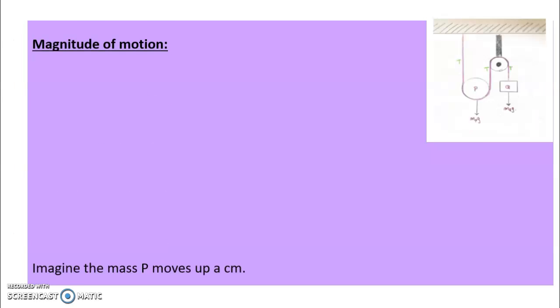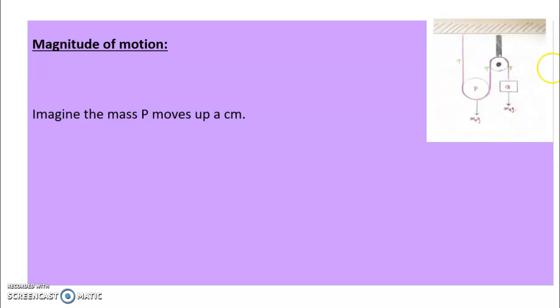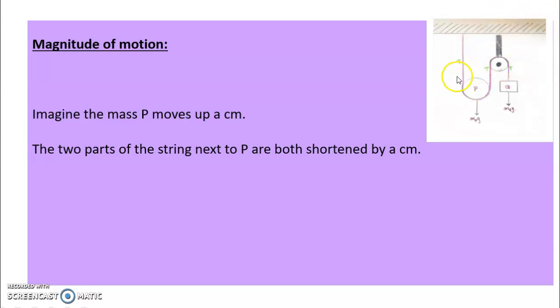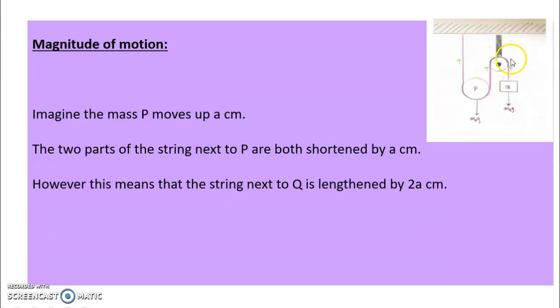How are we going to work out the magnitude of motion? So let's have a look and decide here if the mass P moves up by 8 centimeters. So if that goes up by 8 centimeters, that string is going to shorten by 8 centimeters. This string is going to shorten by 8 centimeters. So that means there would be 2 centimeters available to lengthen this string. So the mass Q will actually lower by 2a. So whatever this goes up by, this goes down by twice that.